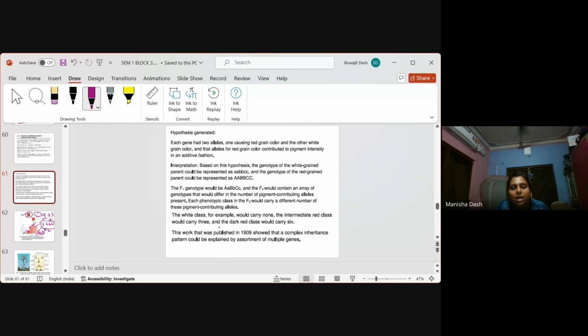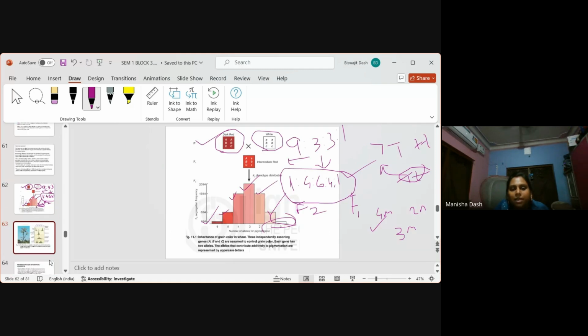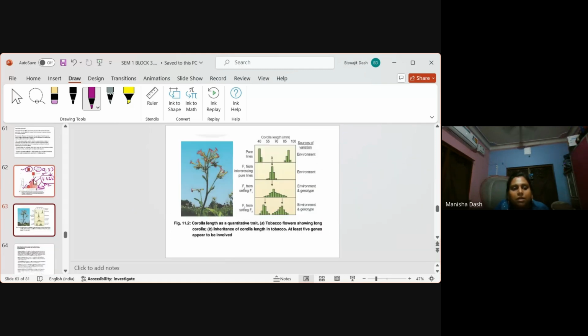So often the quantitative traits are coupled with environmental factors. And what is the difference between the monogenic and the polygenic trait, that you can observe here? If it is a case of a monogenic trait, then as I told, the F1 will be the same as the dominant parent. But in case of a polygenic trait, the F1 is actually the intermediate character between both the parents.